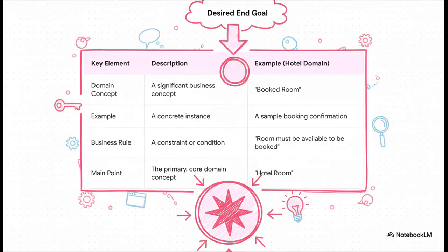This table does a great job of showing the building blocks of the model you're creating. In one of these sessions, you're identifying domain concepts like a booked room in a hotel system. You're grounding it with a real-world example like a booking confirmation, so there's no confusion. You're defining the business rules that control it, and all along you're on this constant hunt for that one main point, which in this hotel example is actually just the hotel room itself. Everything else is just context for that one central idea.